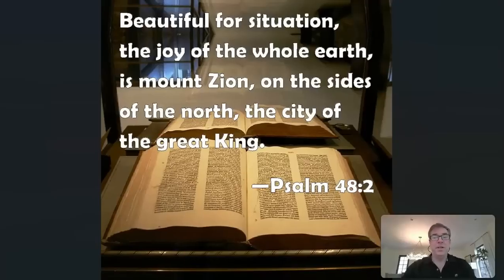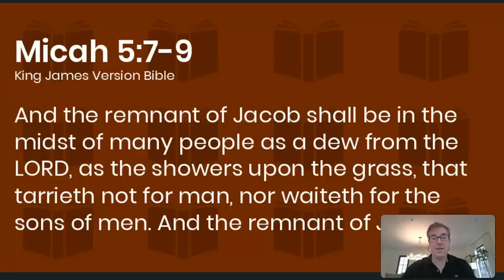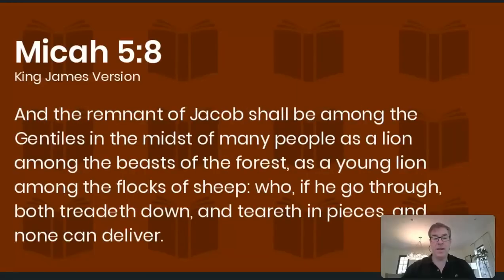Beautiful situation. The joy of the whole earth is Mount Zion on the sides of the north, the city of the great king. And in Micah 5:7, and the remnant of Jacob shall be in the midst of many people as a dew from the Lord, as the showers upon the grass, that tarrieth not for man, nor waiteth for the sons of men. And the remnant of Jacob shall be among the Gentiles in the midst of many people, as a lion among the beasts of the forest, as a young lion among the flocks of sheep, who if he go through, both treadeth down and teareth in pieces, and none can deliver.